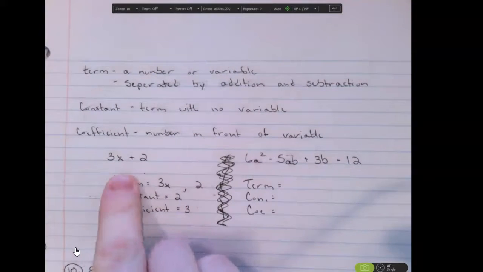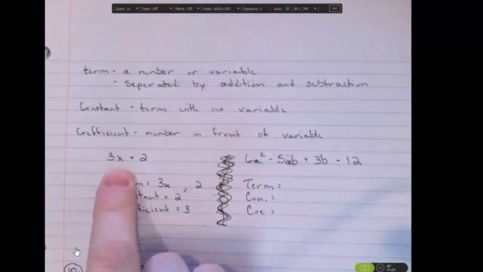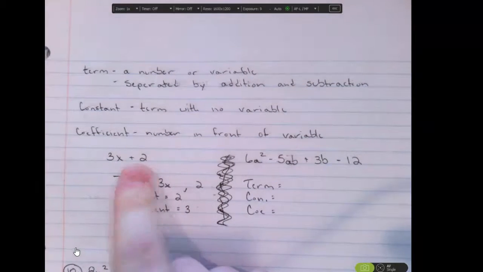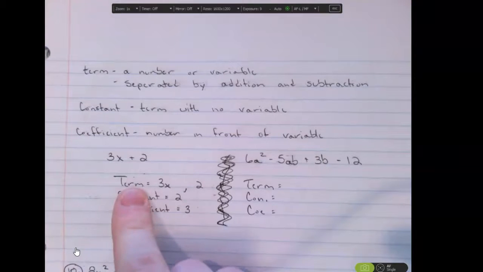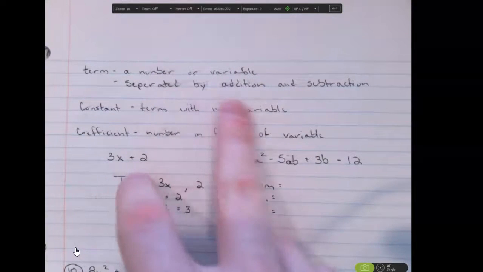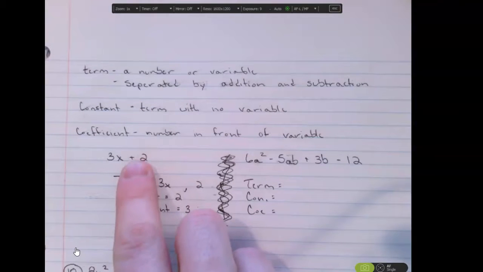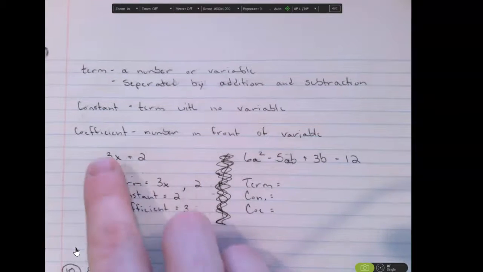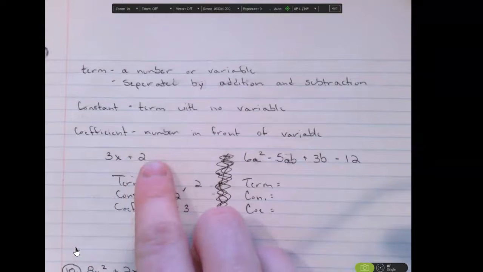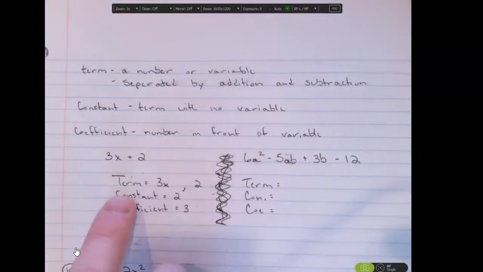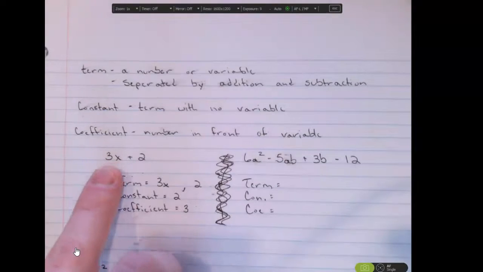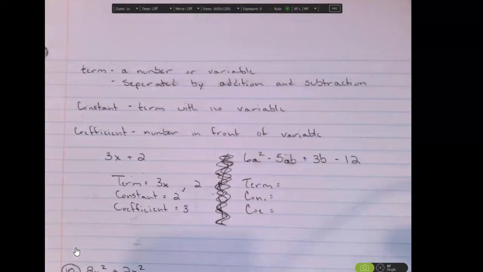So I went ahead and wrote a simple one down. We have 3x plus 2. If I want to look at my terms, remember, terms are separated by addition and subtraction. So here's my addition symbol. So my terms are 3x and 2. So there are 2 terms in this problem.